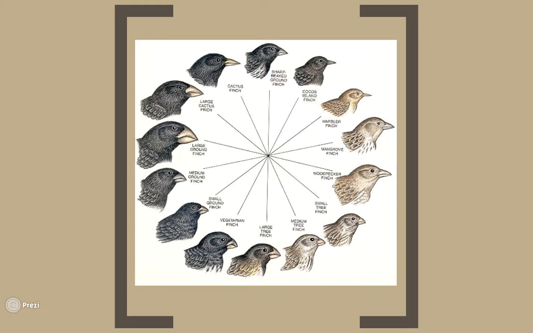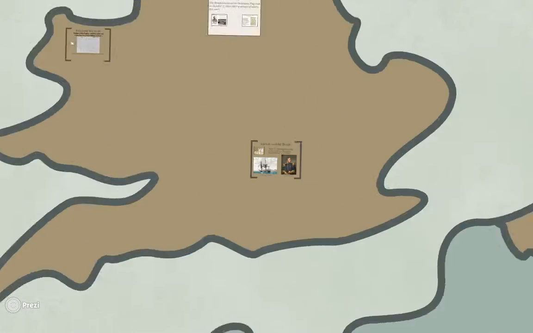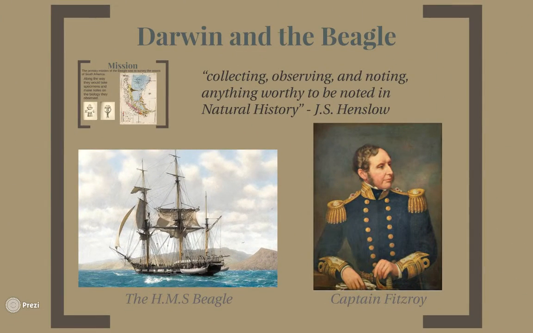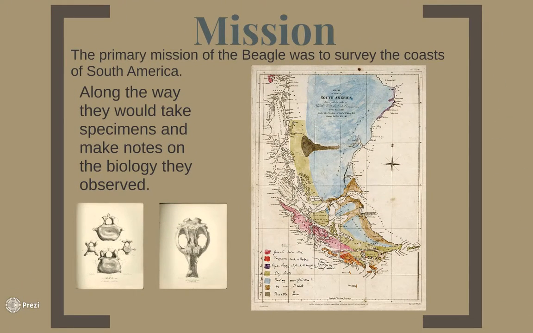To understand how we got here, we must go all the way back to England in 1831. Charles Darwin had been offered the opportunity to be the naturalist on a ship sailing the coast of South America. He would also provide company and companionship to the ship's captain, Robert Fitzroy. The mission of the Beagle would be to survey the coast of South America while making observations on the geology and biology they observed along the way.